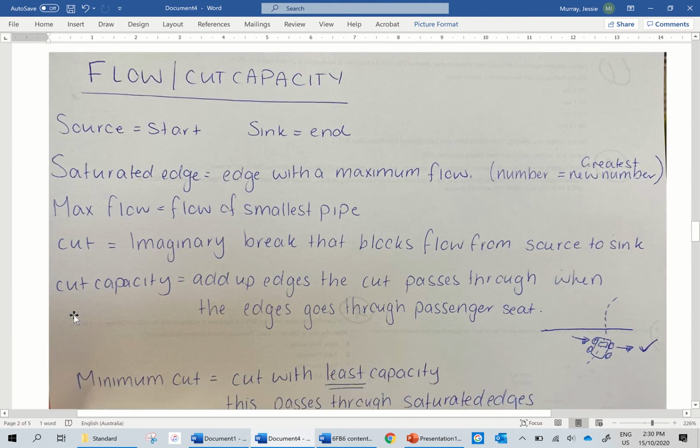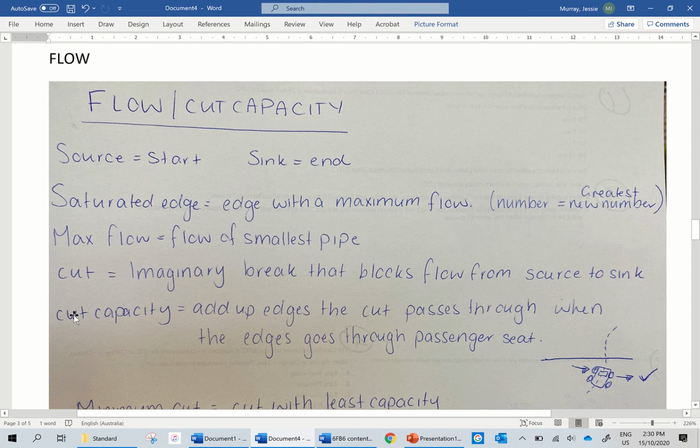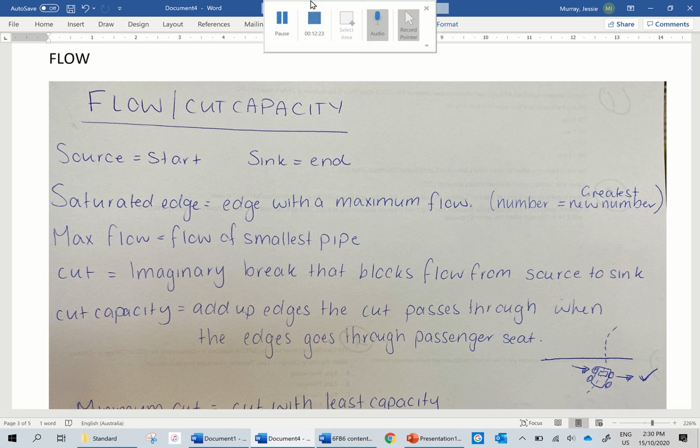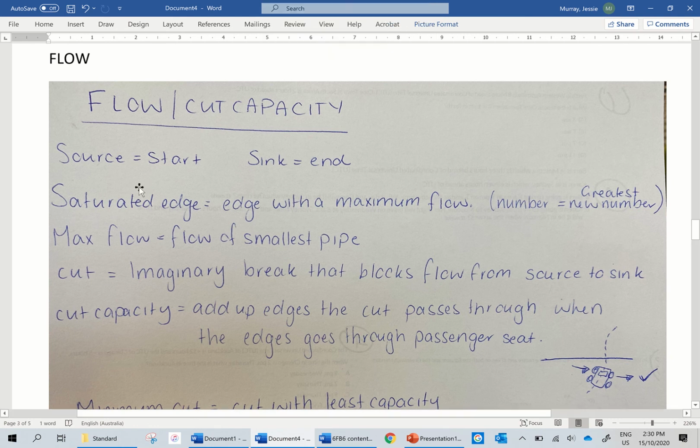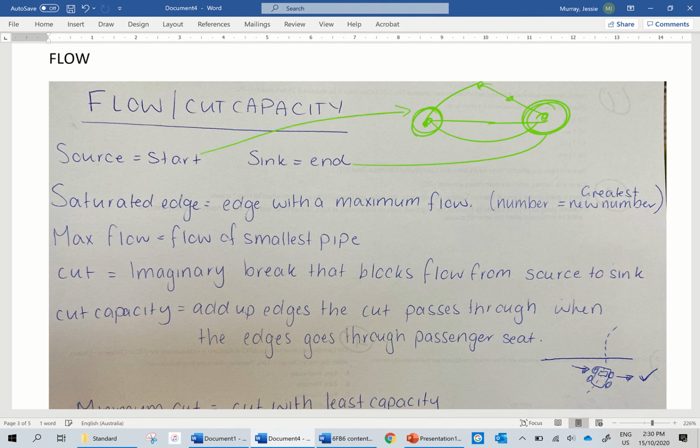This is the big stuff. Flow and cut capacity. A few definitions to start with. First thing, source is the start of the network, okay? So whatever you've got happening around your network, your source is at the start, sink is at the end, okay? Source, start, sink, end.